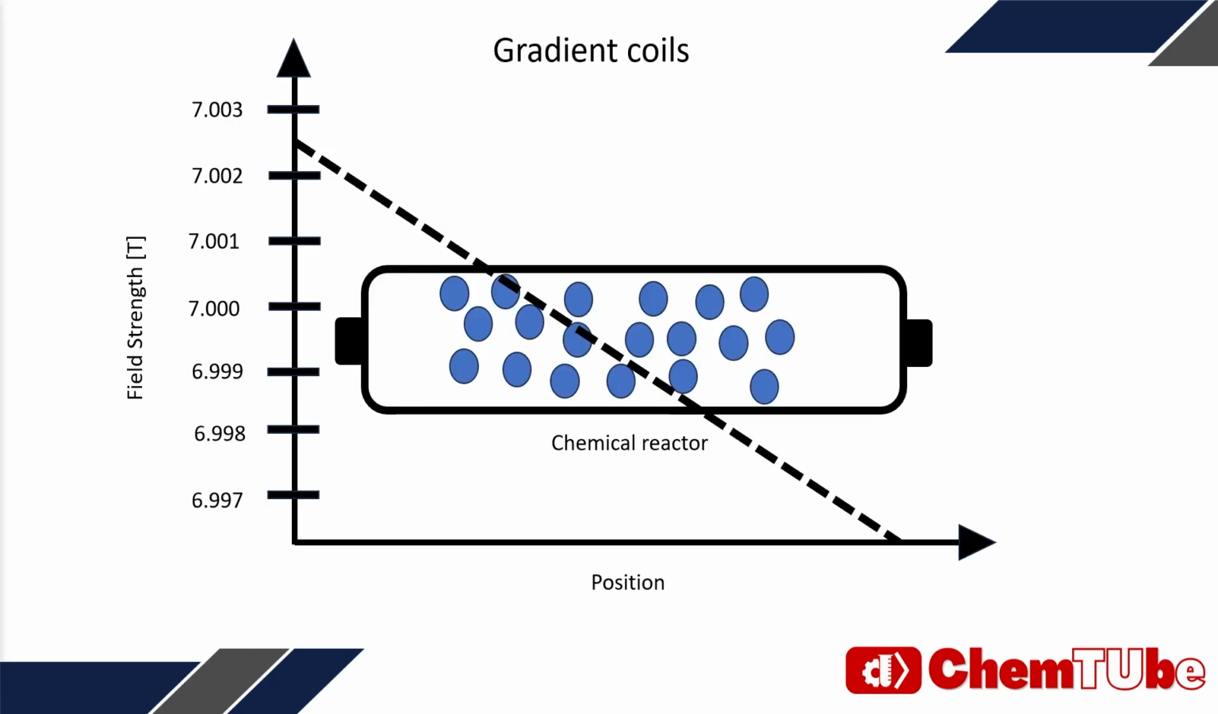By using gradient coils, the MRI can slightly change the strength of the magnetic field throughout the machine. Let's place our chemical reactor in the MRI. We can see a varying magnetic field along the reactor. Let's say we want to image the slice indicated in red. Then we need the Larmor frequency of the hydrogen nucleus at 7.001 Tesla, and we get a result of 298.1 MHz. This is the radio frequency needed to image this slice.